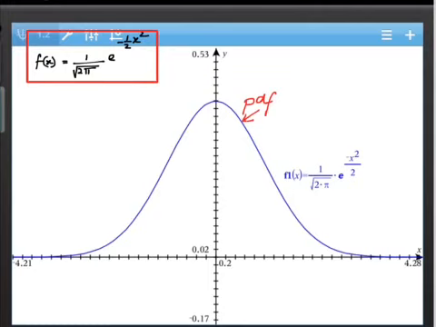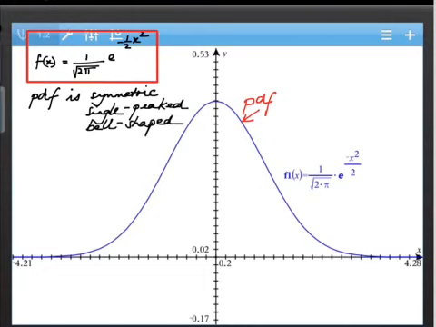It's a PDF, yes, it's a probability density function because the area under the curve is 1. It's symmetric, and it's single-peaked, yes, you can see that, and it's bell-shaped. It's commonly called the bell curve, okay?